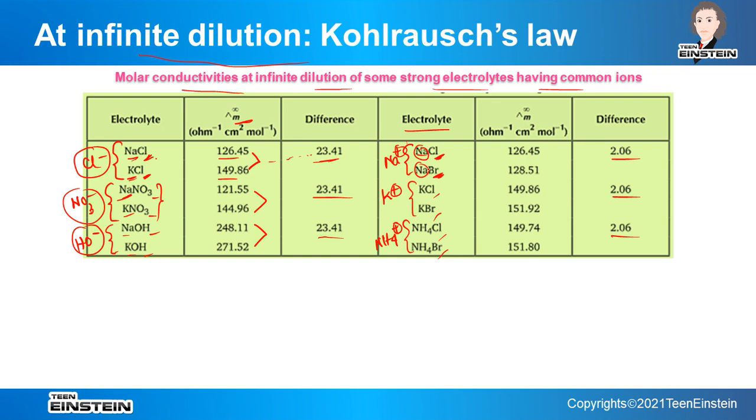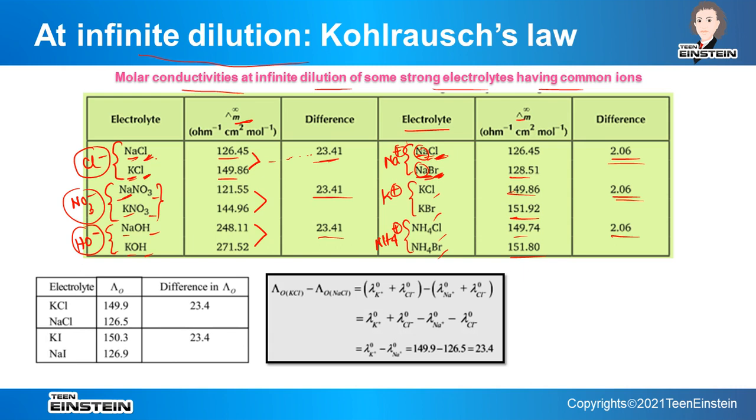So basically the contribution of sodium is cancelled because you are taking the difference, that is 128.51 minus 126.45. When we take the difference, the individual value of the cation, as it is the same, is cancelled out. That is why each time the difference is the same. As if you are taking the difference of Br and Cl each time, because the cation is common, it is cancelled each time when you deduct the values, that is 151 minus 149 in this way. So this is the experimental observation.